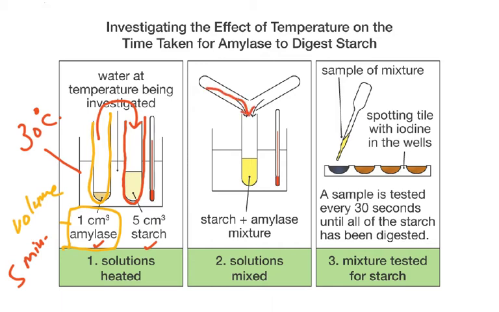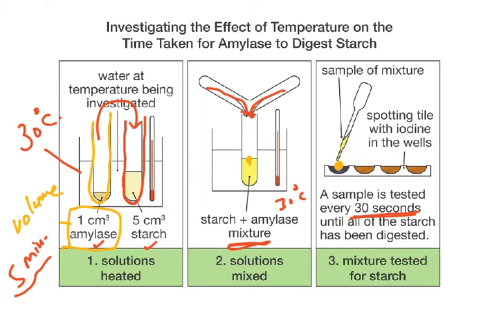This is what you've done. You mix them now and you maintain the temperature at 30 degrees Celsius. So starch and the amylase mixture, and you've done that after 5 minutes, and now you put the stopwatch on, and now after every 30 seconds, what are you going to do? You're going to take a sample of this and you're going to mix it with the iodine solution.